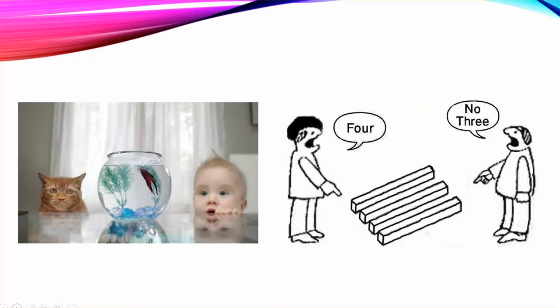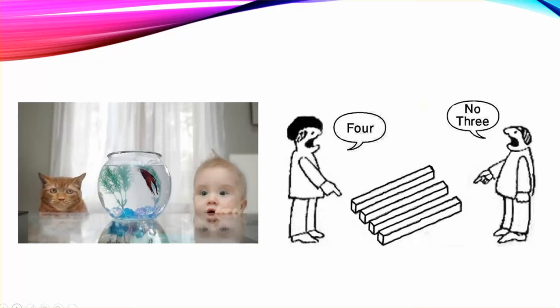So we see here we've got a fish bowl with a red fish swimming in the fish bowl, and to the left of the bowl is a cat. To the right of the bowl is a baby. So based on our perspectives, or what we know about cats, is that cats tend to like fish. And they don't necessarily like fish to play with them. They like fish because they like to eat them.